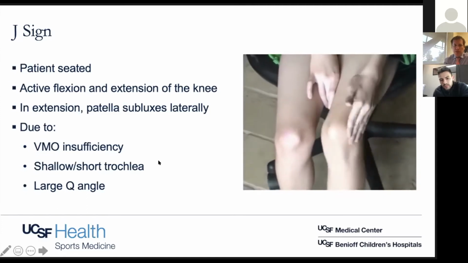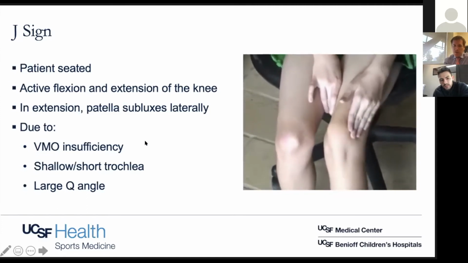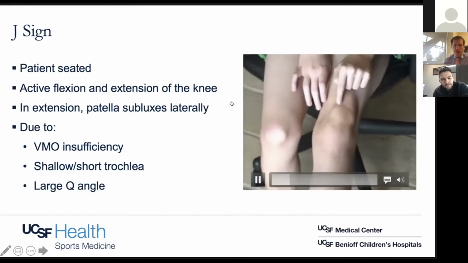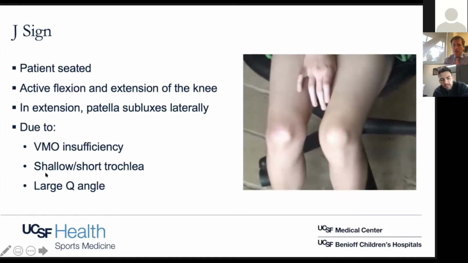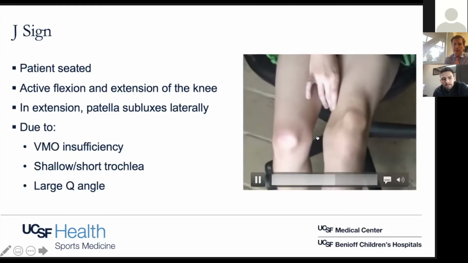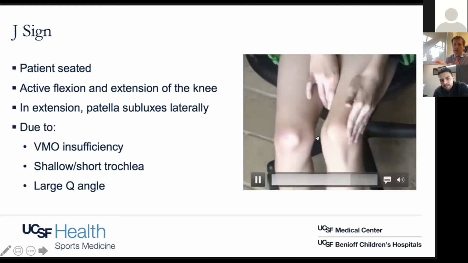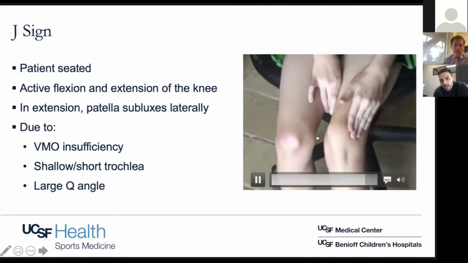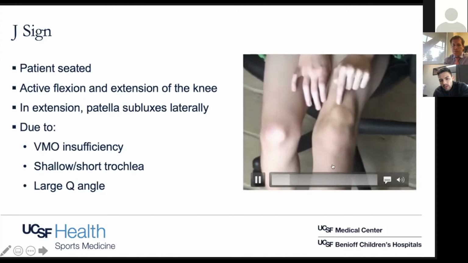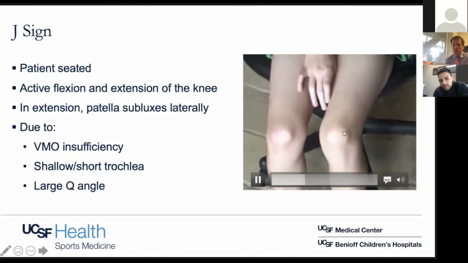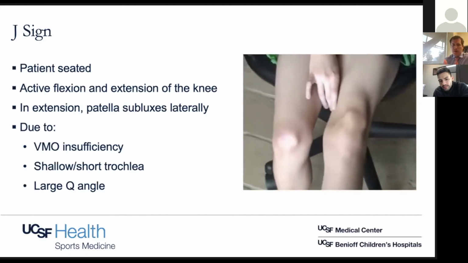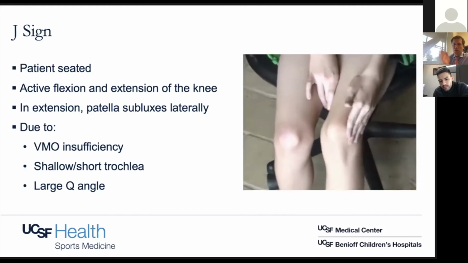That can be due to VMO insufficiency. You just don't have anything on the medial side pulling that patella. It can also be due to a shallow or short trochlea or patella alta. So as the kneecap is more proximal, it's not engaged, and so it can get pulled more laterally. It can also be due to a large Q angle, so a lateralized tubercle. If there's that increased force on the lateral side, it can just want to sit out, and then as soon as it finds the groove, it's central.